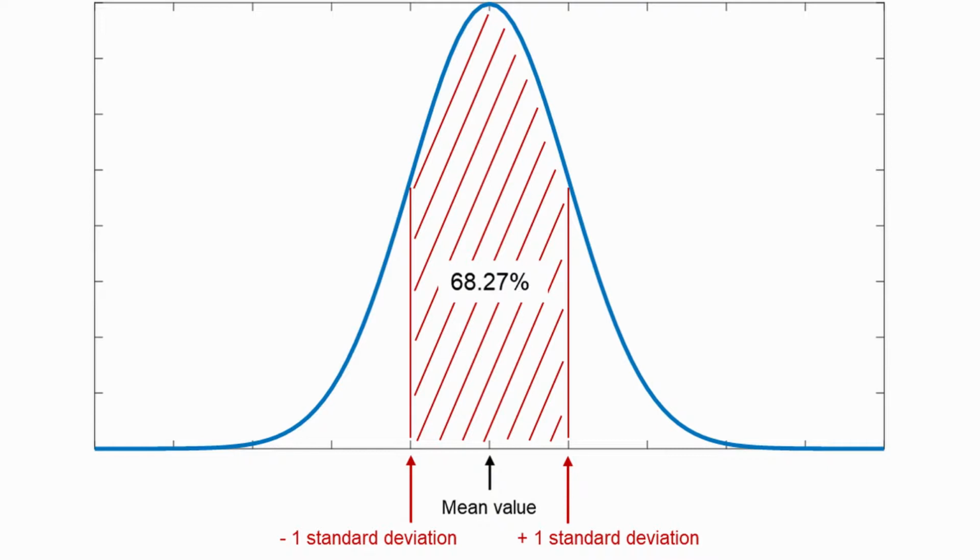And if you integrate, so calculate the area under the graph within a certain interval, you calculate the probability of the property having a value within that interval. A probability density function, or PDF, can be defined by a mean value and a standard deviation. And the probability for the property having a value within the range of the mean value plus minus the standard deviation is equal to 68.27%.